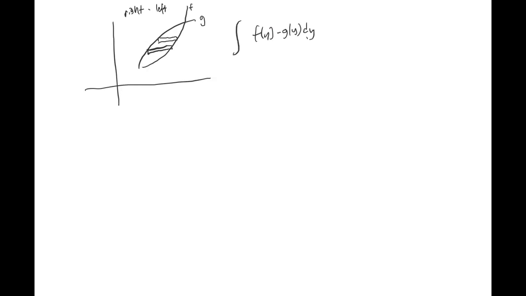So f of y minus g of y dy. But the bounds are different now, right? We're integrating bottom to top. So the bottom bound is whatever the y value is here, and the top bound is whatever the y value is here. And this will give you the same answer. We'll see an example of this later on.